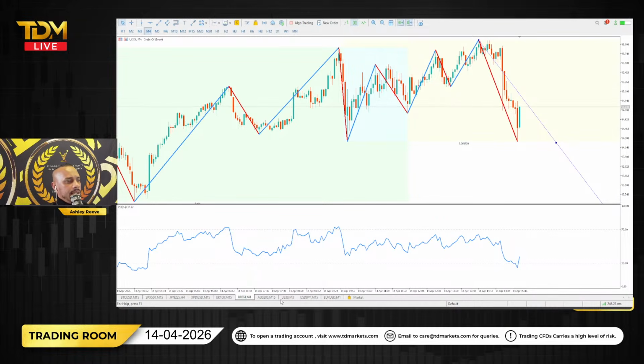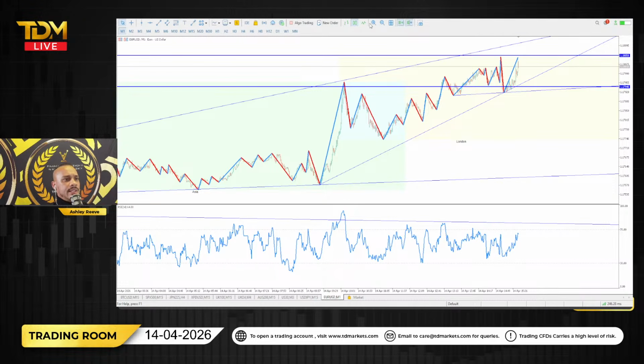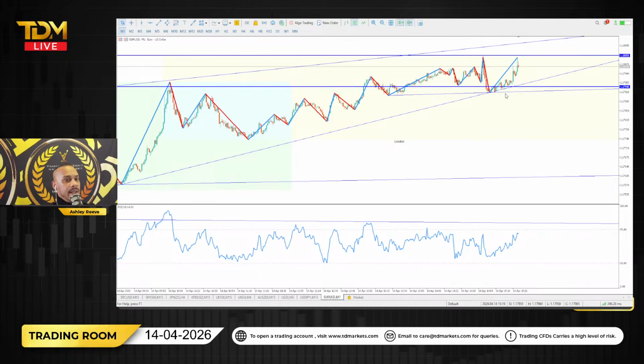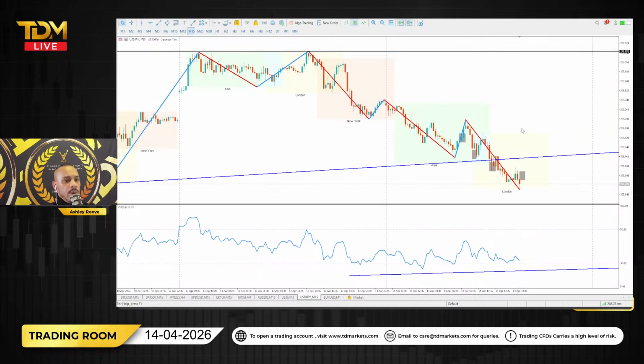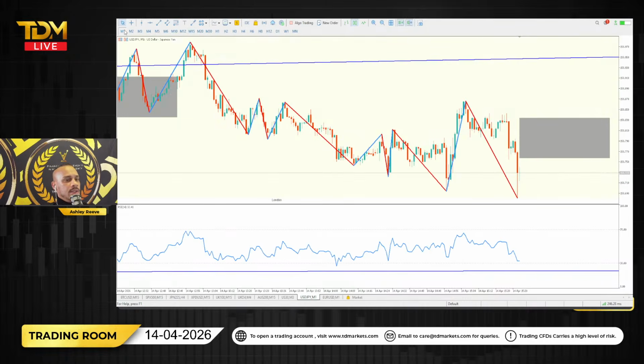Let's see what it does. So I'm just pausing. Euro USD, let's see. We still want to come down. If it breaks there, technically we're still coming down. USD JPY, if it comes down and continues, we're going to push to the downside.